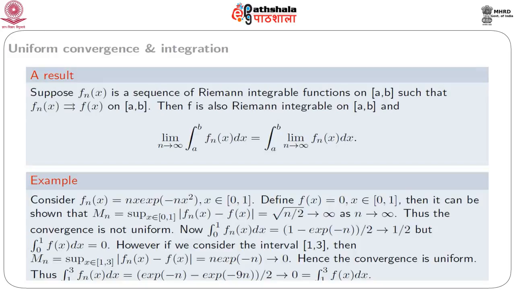However, if we consider the closed interval with endpoints 1 and 3, then Mn as defined earlier comes out as n multiplied by e to the power minus n, which tends to 0, and hence the convergence is uniform over the closed interval [1, 3]. Therefore it can be seen that the operations of limit and integration are exchangeable. So, we get in both cases the same value.